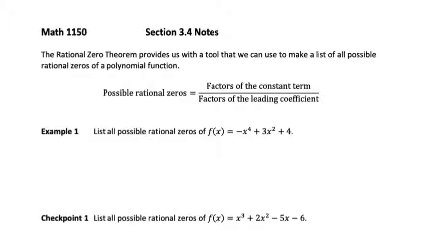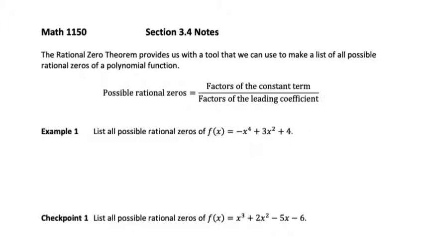In this video for section 3.4, we're going to talk about something called the rational zero theorem. The rational zero theorem allows us to make a list of all possible rational zeros of a polynomial function. Rational zeros means that they're either whole numbers or fractions, but they don't have square roots in them.